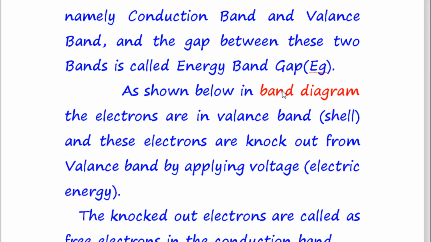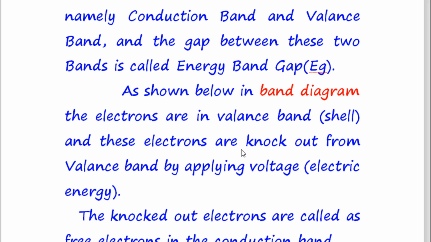As shown below in the band diagram, B-A-N-D. Band is different and bond is different. So in the band diagram, the electrons are in the valence band, and valence band is also called your valence shell. And these electrons are knocked out from the valence band by applying voltage, that is called electric energy. Electrons are present in the valence band, and below the valence band there are other bands also, which are called filled bands.